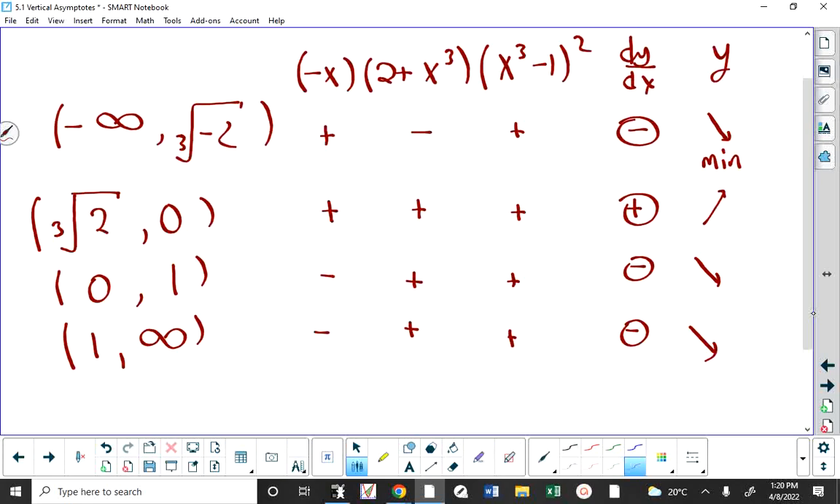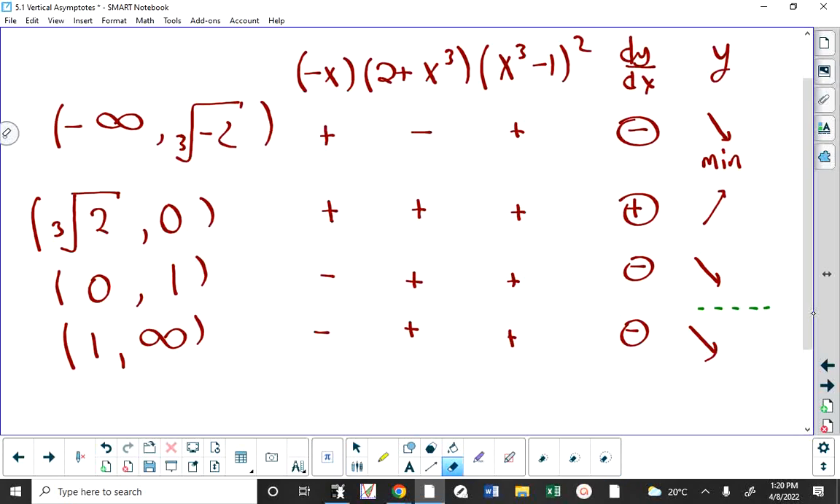Do we have a maximum here? Is there a maximum there? Why not, Arden? Right, it's a non-permissible value. So the function doesn't exist there. There's nothing there, graphically. We have nothing occurring here as well. We have nothing occurring here as well. But even if the function did go from decreasing to increasing, it wouldn't be a minimum, because this is also non-permissible.